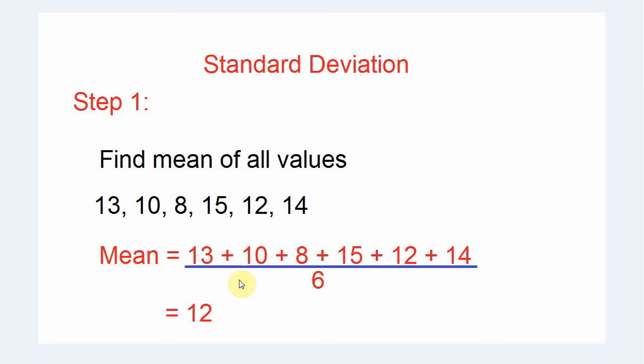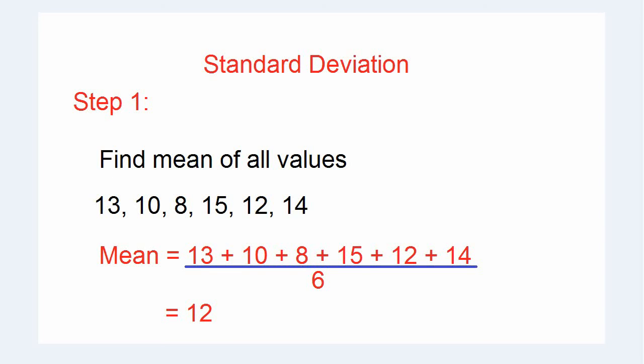The first step, find mean of all values. And how to find mean or average? Add all these values and divide by total number of values, which is 6. So the mean comes out to be 12. So step number 1 is very simple. Calculate mean of all values.